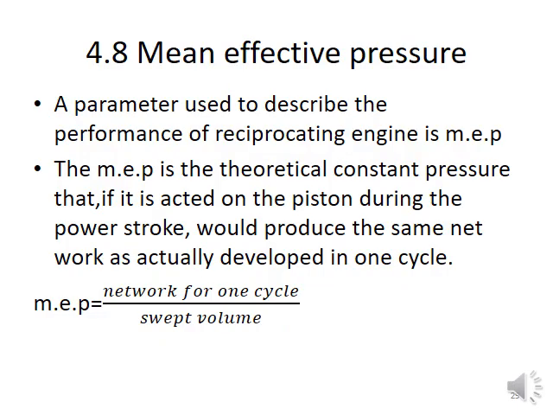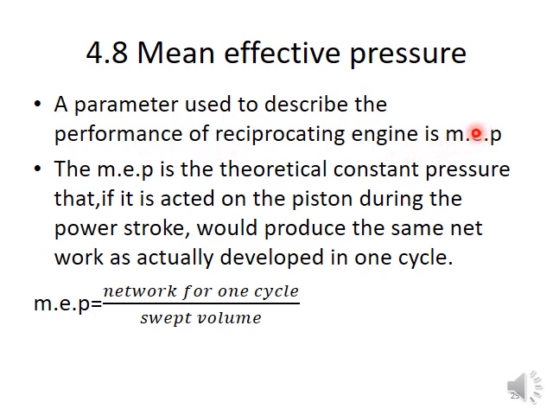So, mean effective pressure is a quantity relating to the operation of a reciprocating engine, and it is a valuable measure of an engine's capacity to do work, independent of the engine displacement, that is, independent of the engine cylinder. It is the average pressure acting on a piston during the different portions of the cycle. A parameter used to describe the performance of a reciprocating engine is mean effective pressure.